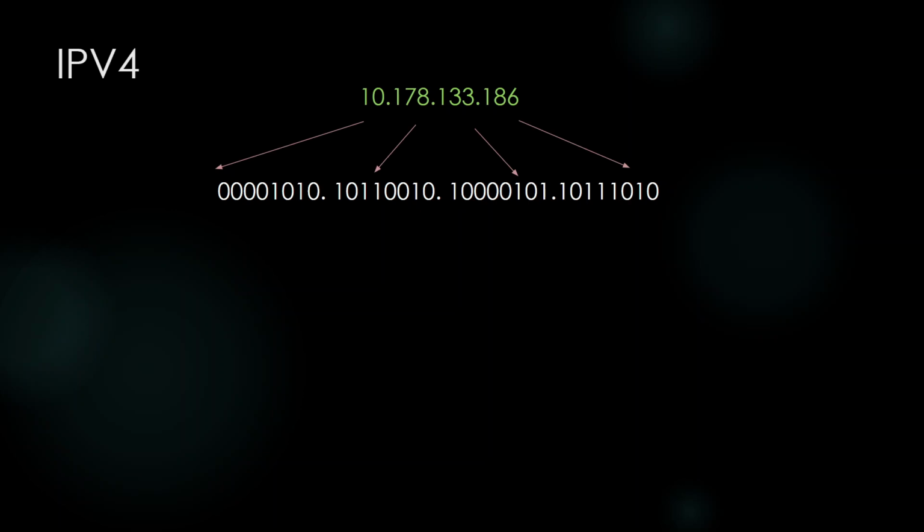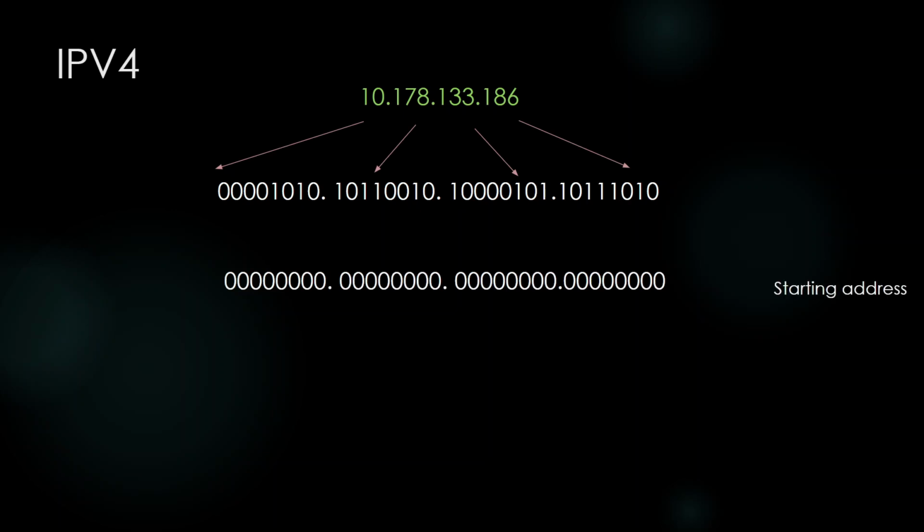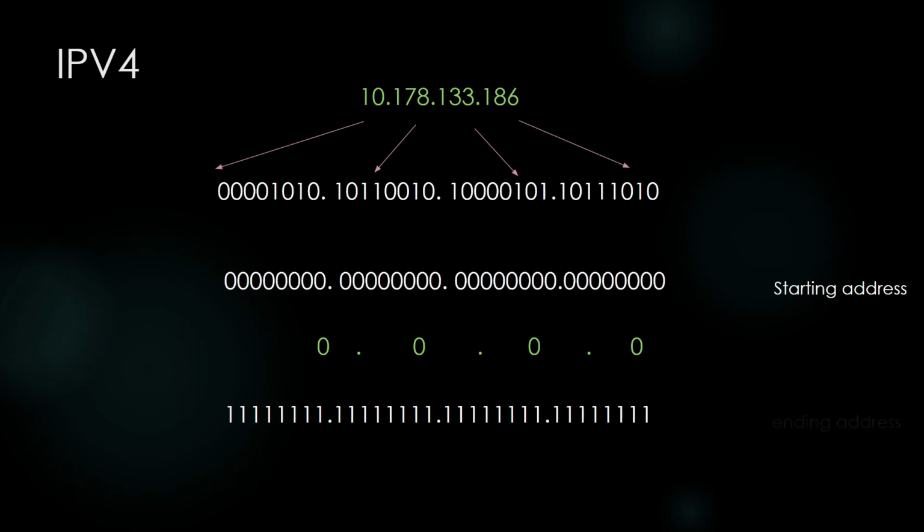Now, to find the first IP address, we will set all the bits to 0. That will become the starting address, and in decimal it will be 0.0.0.0. And to find the last IP address, we will set all the bits to 1, which will be the last address, and if we convert into decimal, it will be 255.255.255.255, which is the range of the IPv4 address.